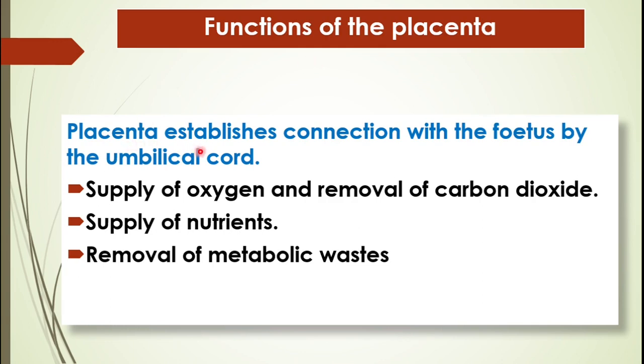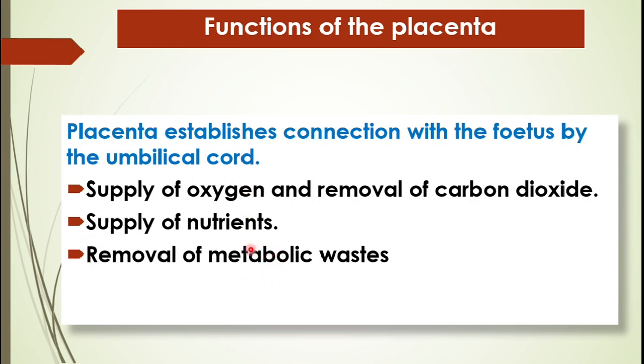The placenta establishes connection with the fetus through the umbilical cord. And it is the placenta which helps in supplying oxygen to the fetus and removing carbon dioxide, so the respiratory gas exchange now happens through the placenta. Similarly, the nourishment of the baby happens through the placenta. So the placenta supplies nourishment from the mother to the baby, and at the same time all the metabolic waste generated in the fetus is removed by the placenta into the maternal blood. You can always see that in the blood of the mother, the concentration of urea would be relatively higher than that of a non-pregnant mother.